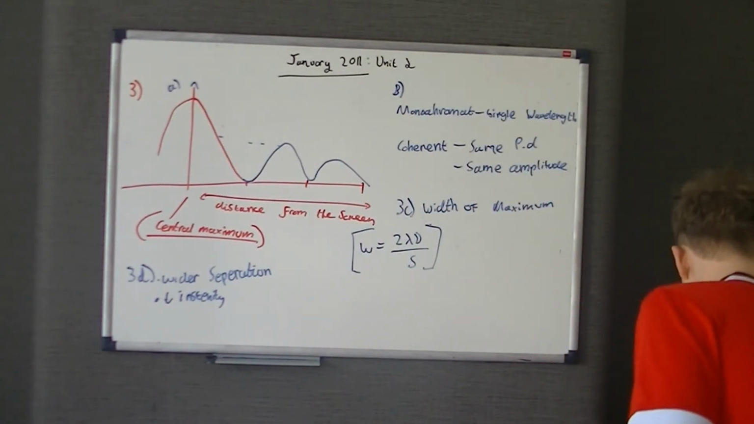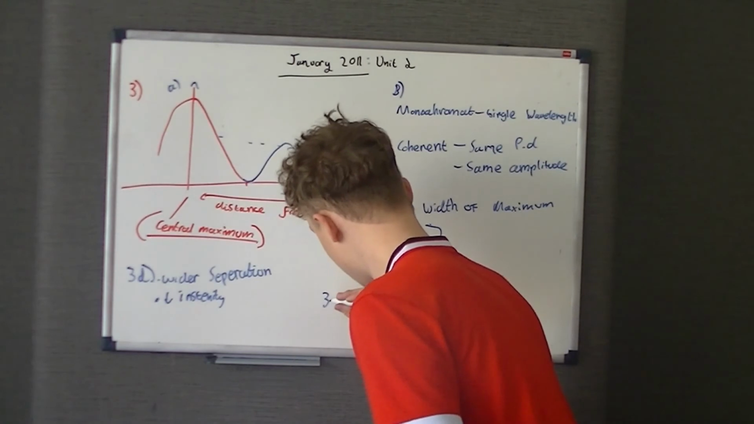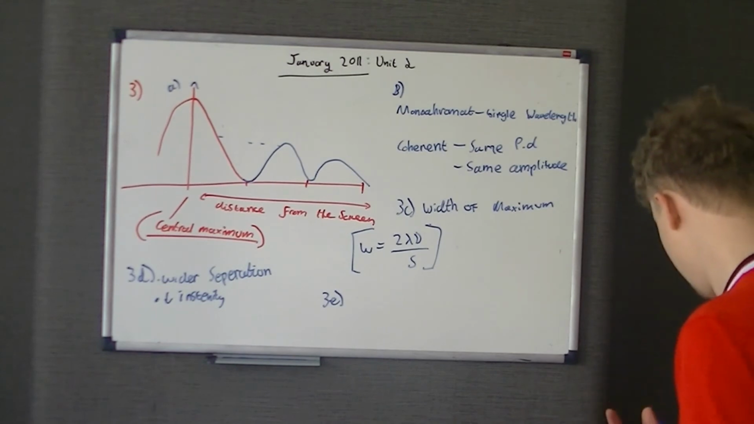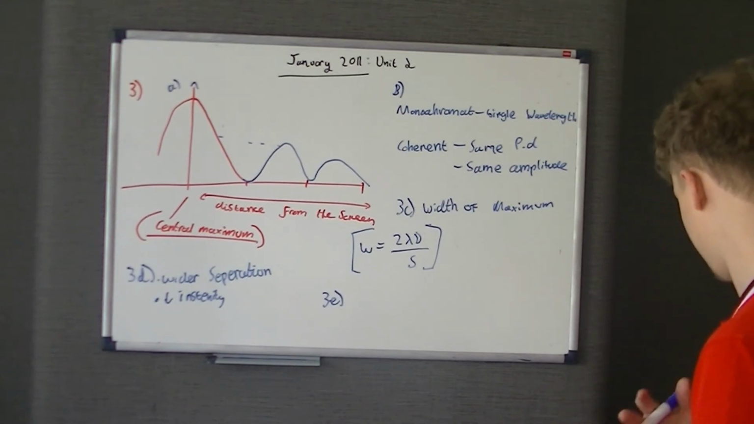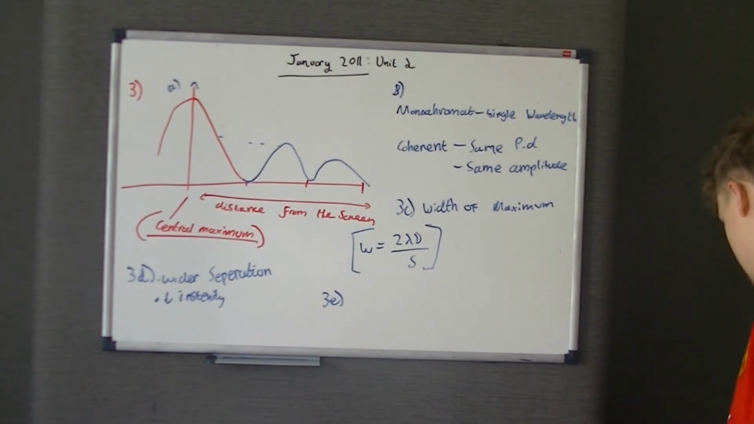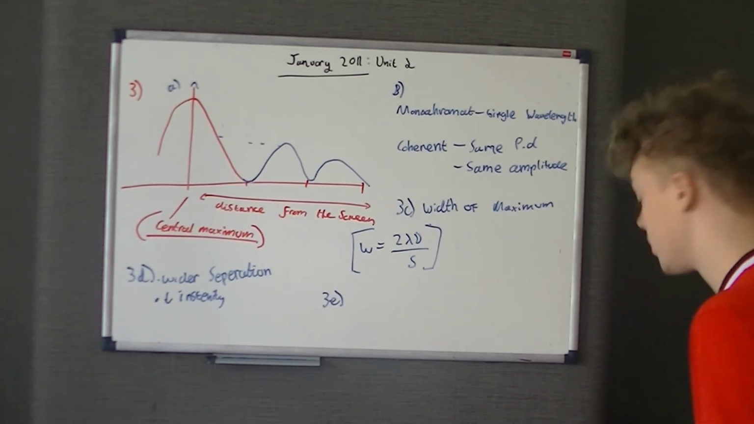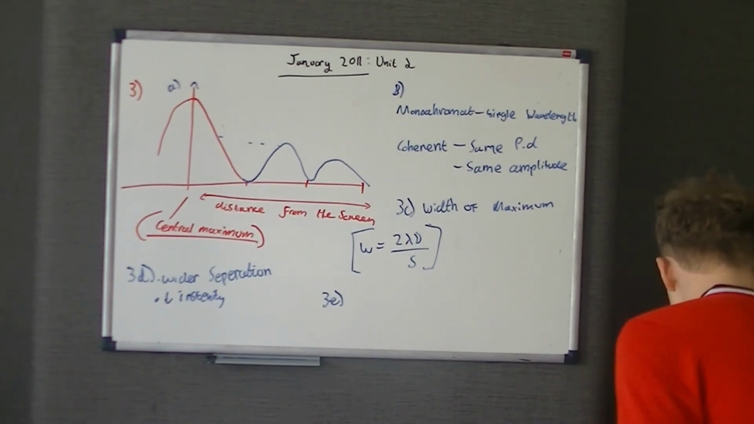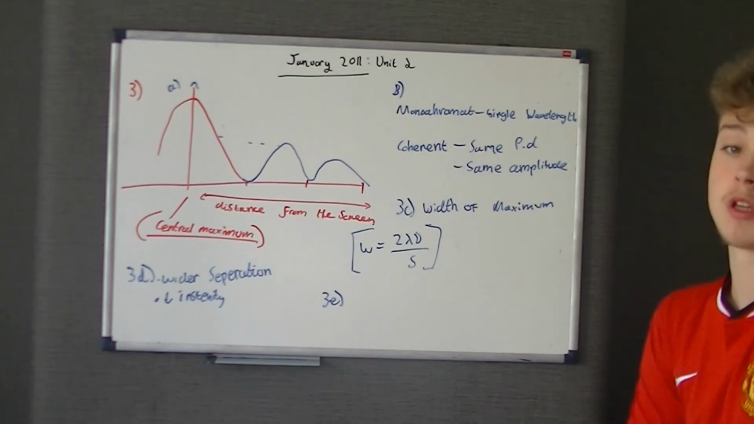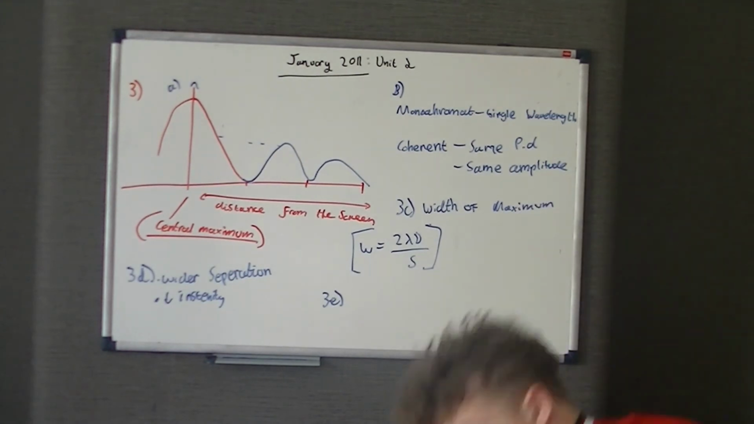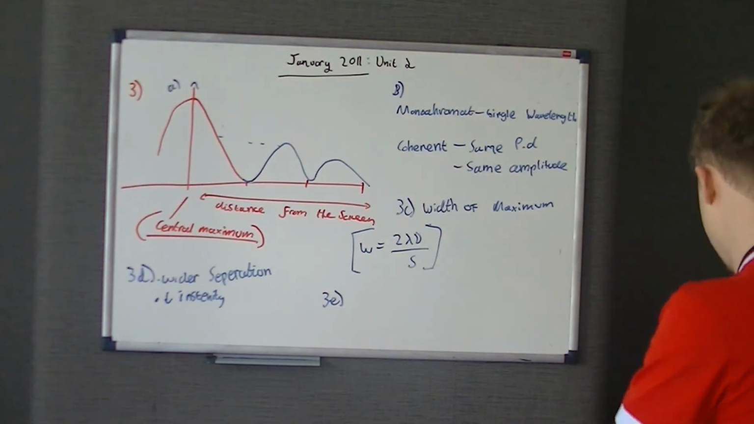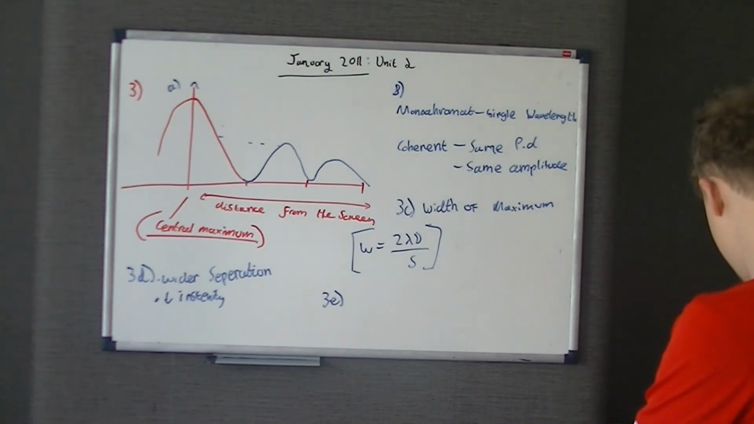3E, it says the laser is replaced with a lamp that produces a narrow beam of white light. Sketch and label the appearance of the fringes you would expect to see on a screen. Sorry, I'm just going over the marks and making sure I understand it before I explain it to you. I mean, obviously I do, but I just want to make sure I don't miss anything out in my explanation.